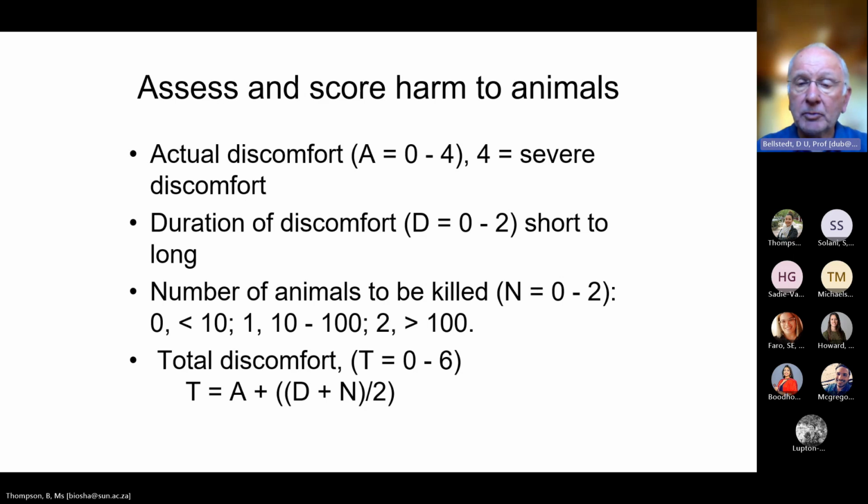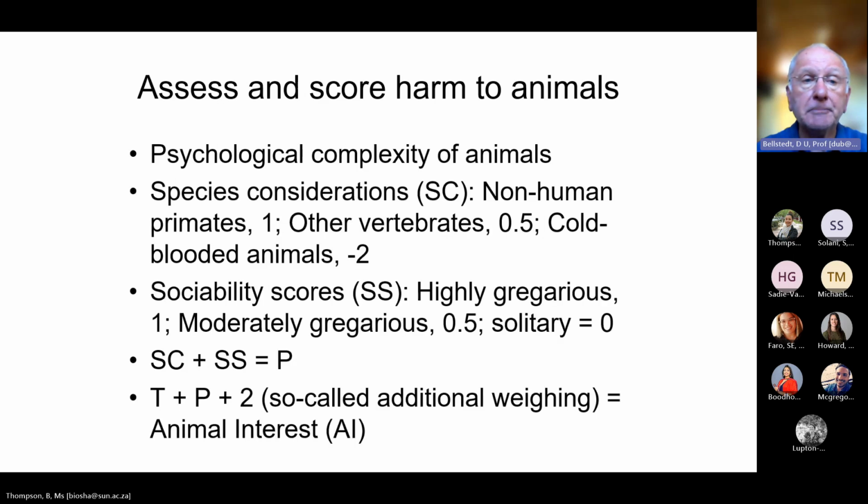Then the number of animals to be killed. This is funny. It's again placed into this category of 0 to 2, where 0 is less than 10, a 1 is between 10 and 100, and a 2 is greater than 100. It sounds bizarre because it almost looks like a logarithmic scale, but it is. And then total discomfort, which is this scale that's now used here for all of these factors together. And it gives this total discomfort measurement. And if we can go on to the next page, please.